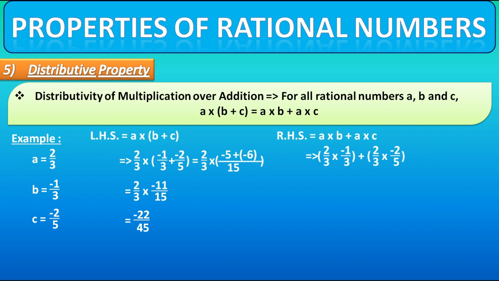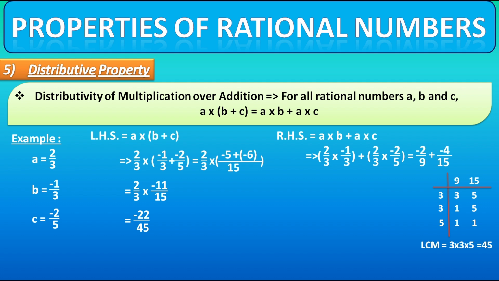Okay. Now the first bracket will give you the answer as 2 times minus 1 is minus 2, upon 3 times 3 is 9. Then plus the second bracket, which will give you the answer as 2 times minus 2 is minus 4, and 3 times 5 is 15. Now we have a plus sign in between, so we have to find the LCM of 9 and 15. Okay. So 3 threes are 9, 3 fives are 15. Now 3 ones are 3, 5 will remain as it is. Now 5 ones are 5. So I got the LCM as 45. 3 into 3 into 5 gives us the answer as 45.